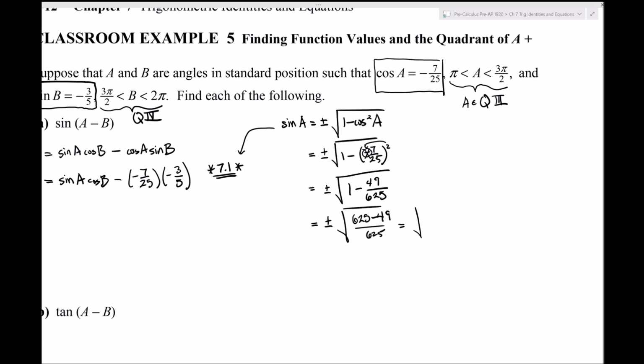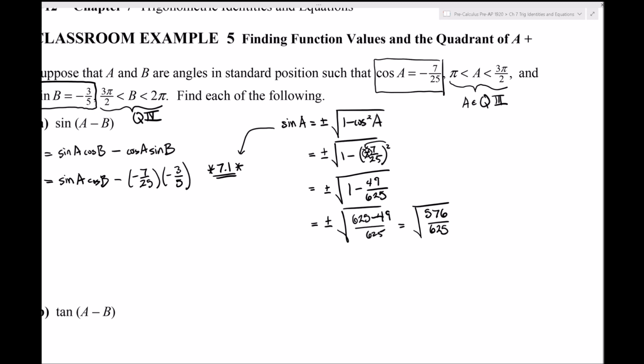So now I've got to subtract those. It's 5 for sure. Is that 76 over 625? And just to make sure, you add 49 to 576 to see if we get the same thing. It's the same thing as adding 50 minus 1. And yeah, that's correct.